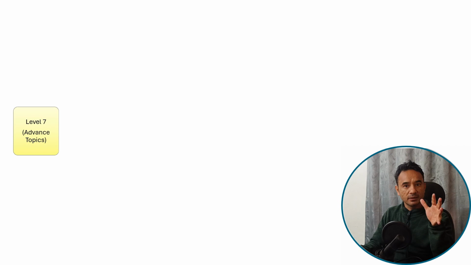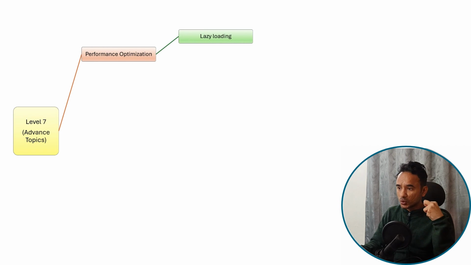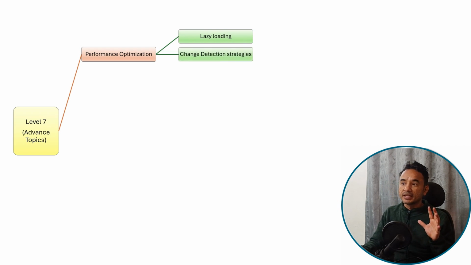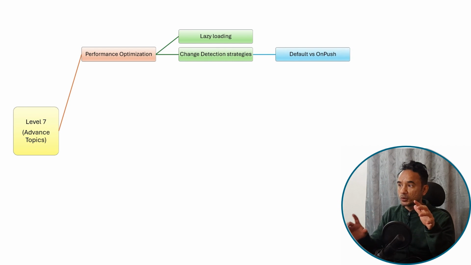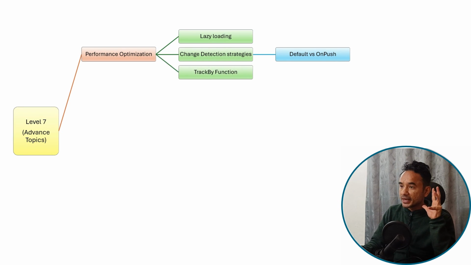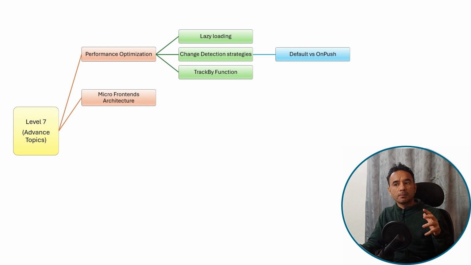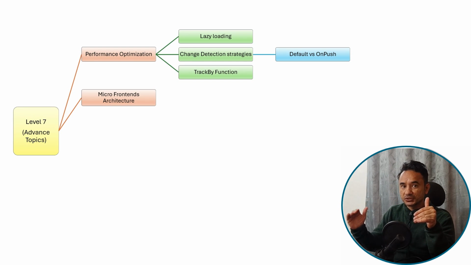Now, to become an expert, first you should explore performance optimization. Concepts like lazy loading, to load the modules only when needed, which helps reduce the initial load time. Then change detection strategies by using the default and OnPush methods. Then explore the trackBy function, okay. Next, explore the micro frontend architecture. It's an architectural approach for scaling large web applications, okay.